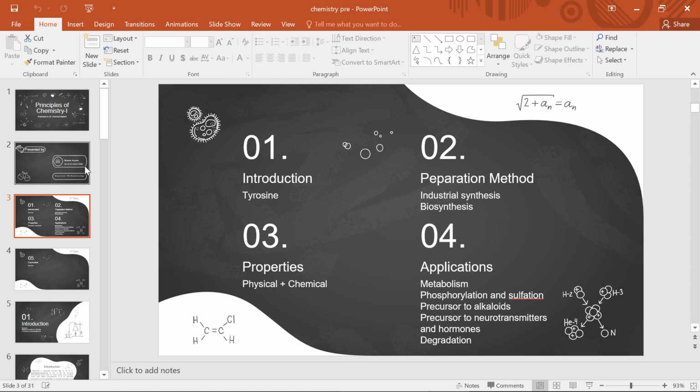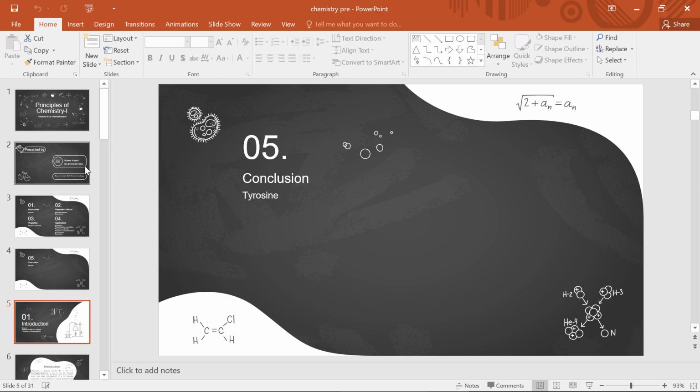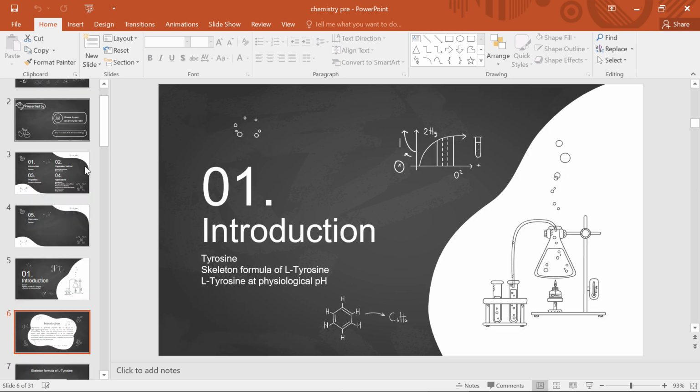So let's have a look at the contents first. That is introduction, preparation method, which includes industrial synthesis and biosynthesis, and then properties, physical and chemical both, and then application, how and why we use tyrosine, and then we'll conclude it. So let's begin with the introduction.